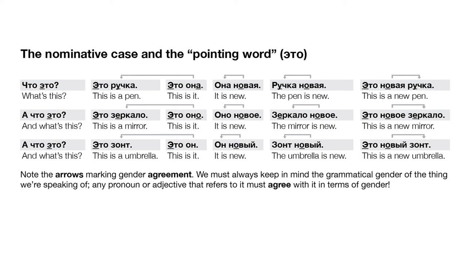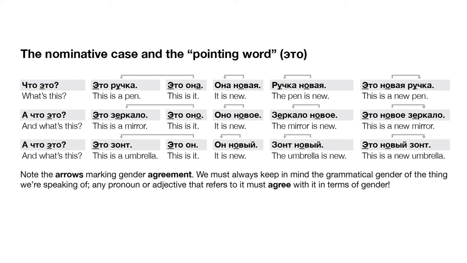Okay, so let's look at some examples. Что это? What is this? And we're pointing at something. Это ручка. Right? This thing we're pointing at is a pen. Это она. Okay, so note that when we say this is it, again, just some very simple sentences, we're pointing to it and we're substituting a pronoun for the noun, but we're maintaining the gender. So whenever we're pointing at something or talking about something, describing something in Russian, we have to reflect that something's grammatical gender, in this case, feminine.